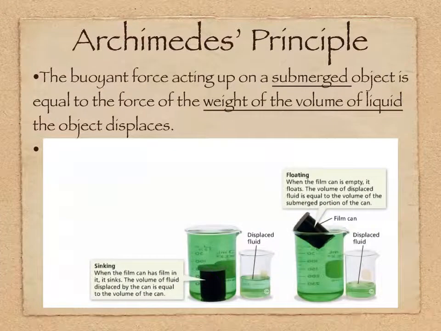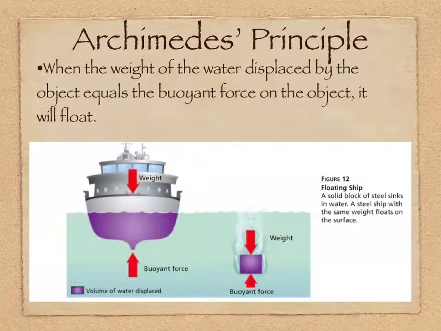And here we have Archimedes' Principle. The buoyant force acting up on a submerged object is equal to the force of the weight of the volume of liquid the object displaces. Okay, so when it's floating, the buoyant force is greater. When it's sinking, the buoyant force is less than gravity. Okay. When the weight of the water displaced by the object equals the buoyant force on the object, it will float.